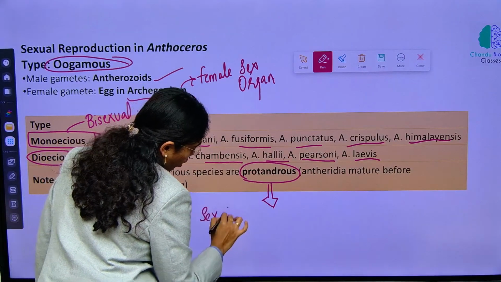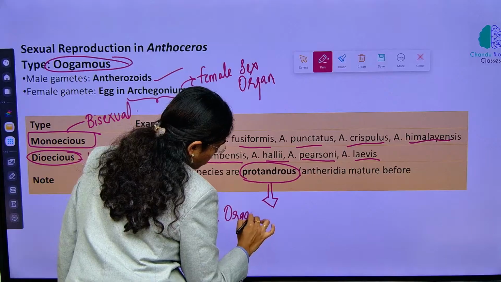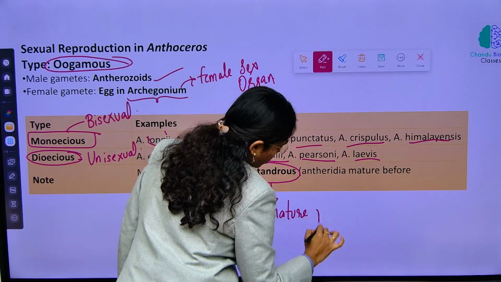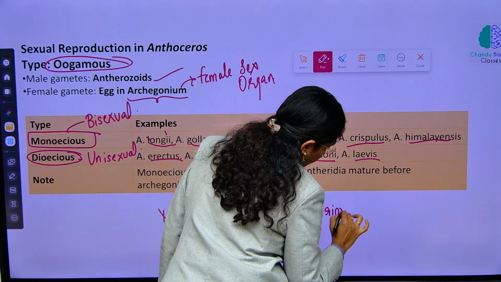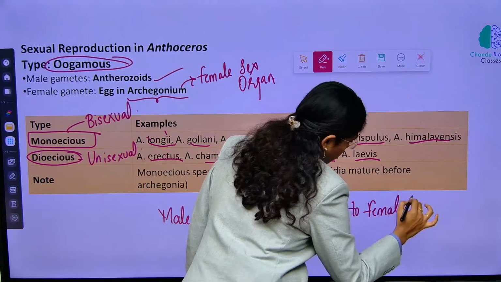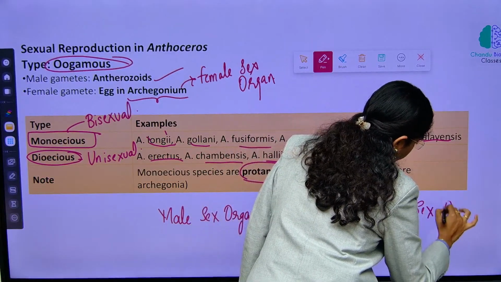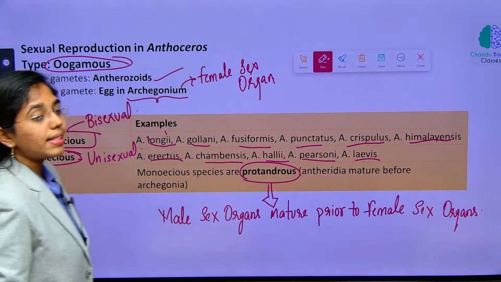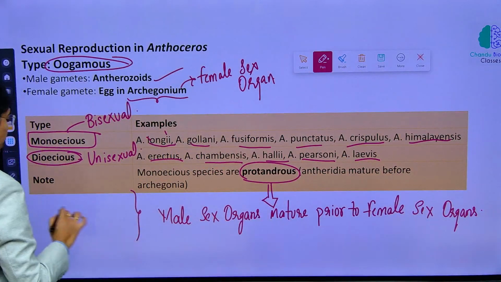Male sex organs mature prior to female sex organs. This is a mode to escape autogamy.